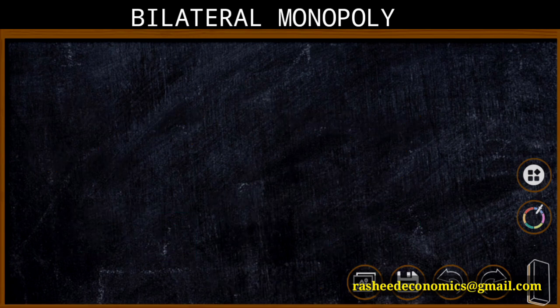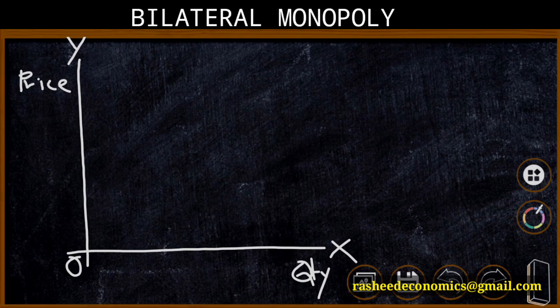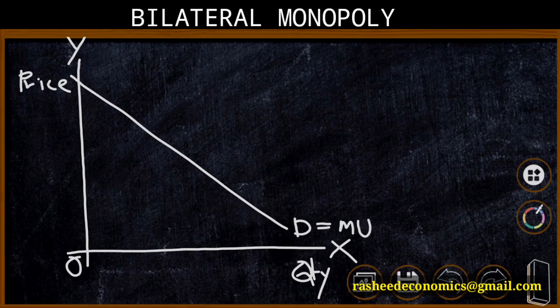Now let us explain the condition of bilateral monopoly with the help of a diagram. As usual, we have an x-axis and y-axis. On x-axis we have plotted quantity of the commodity and on y-axis we have shown price of the product. This is the normal demand curve of the market. Since there is only one buyer, this demand curve is equal to the marginal utility curve.